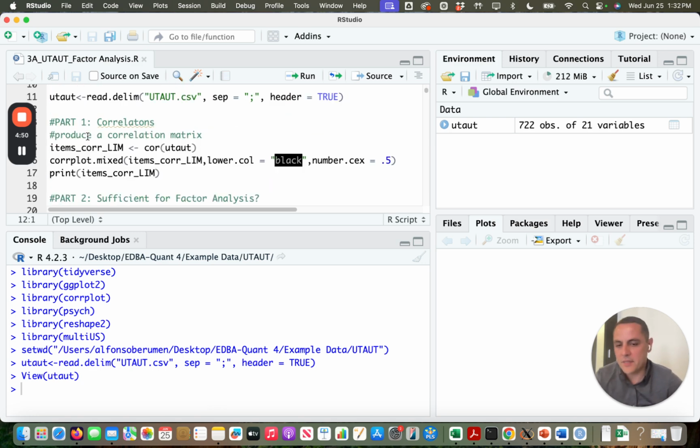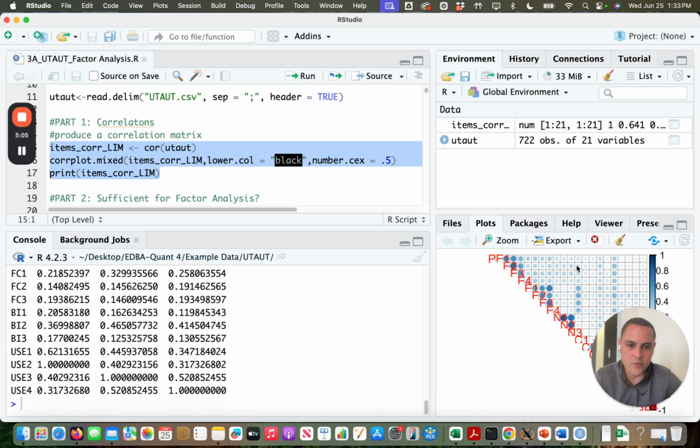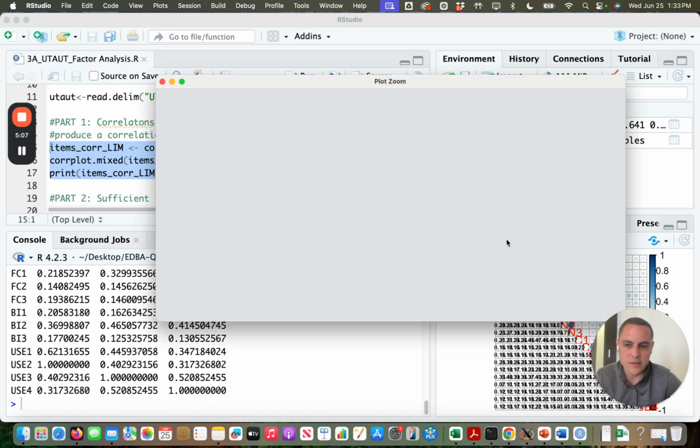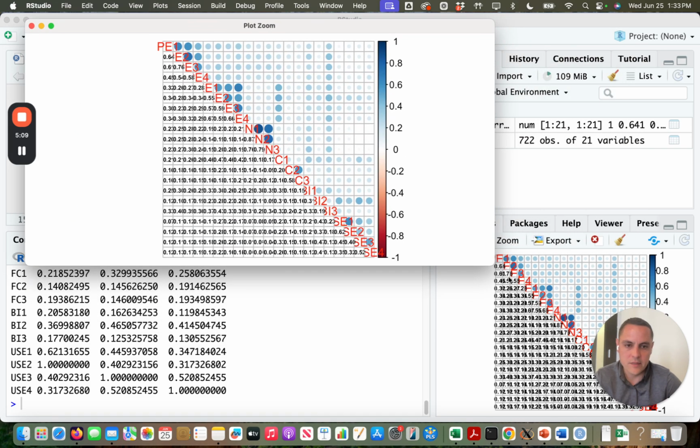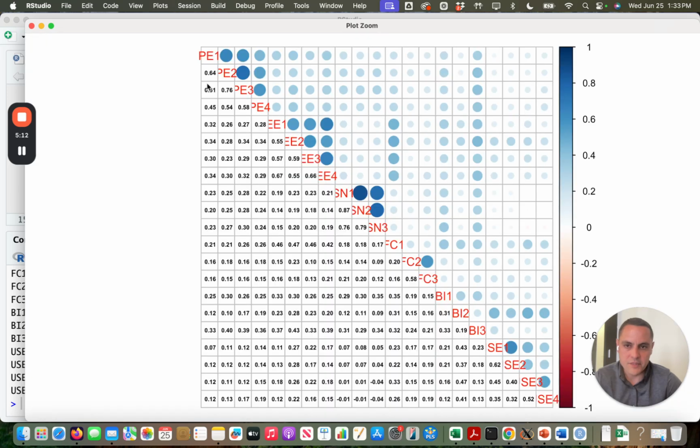The first thing I'll look at is correlations, and what you'll see here is a pretty version of a correlation matrix. Let me print that out and run that. If I open this up, I do have some correlation coefficients that are a little bit higher. PE1, PE2, PE3, PE4, all of those are on the higher side. You can see the darker circles that would indicate that.